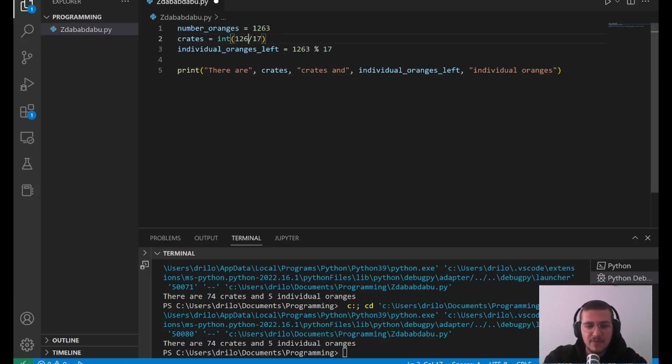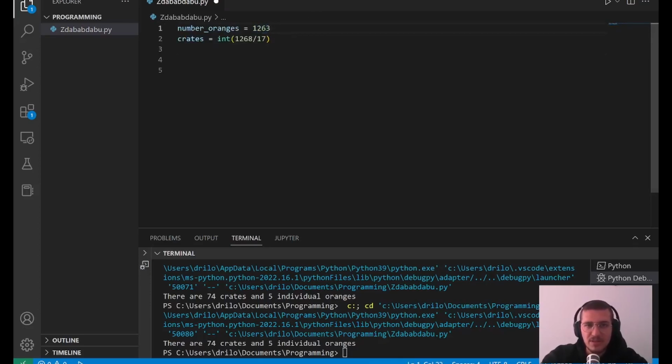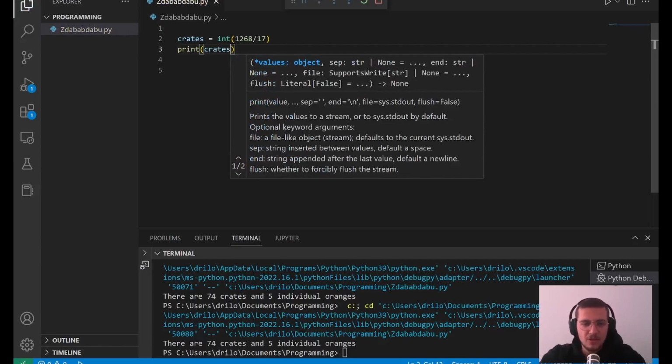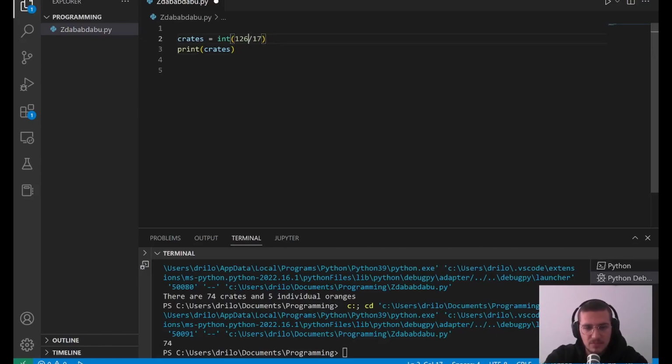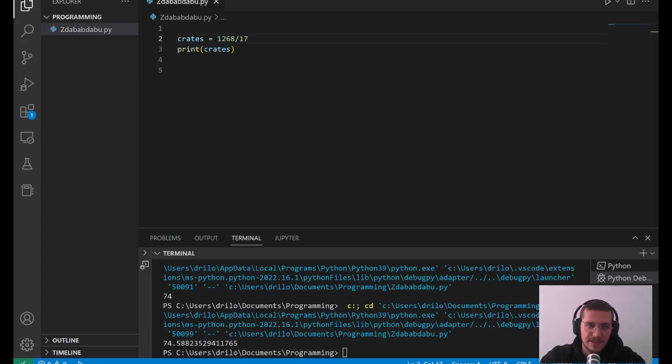So 5 plus 5, let's do it an 8 here, and we change the things. We don't care about what we did up until now. We are just interested in checking out how the integer function, so changing the types, works when we turn a float with a decimal point over 5 into an integer. So when we do this and we print crates, we see that the number here is 74. Oh, it's still, sorry, I forgot that it's still an integer. When we check it like this, it is 74.58. So when we did this as an integer, it still was 74.